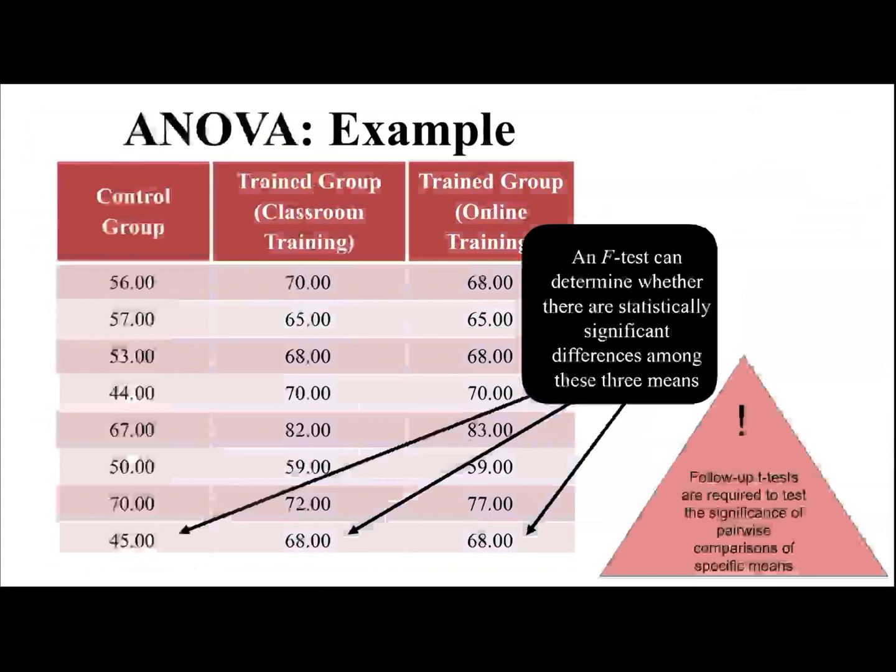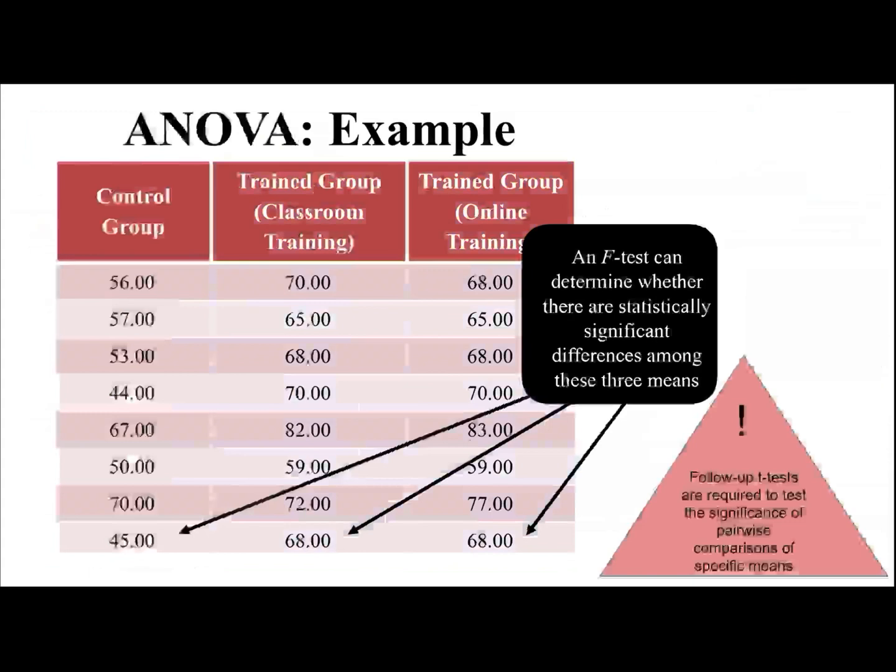Sometimes we have more than 2 means to compare, so we use what's called an ANOVA, analysis of variance. Another word for an ANOVA is an F-test. The F-test compares 3 or more means all together. It tells us if there's a significant difference amongst these means. In this example, we have a control group who received no training at all, one trained group who was trained in the classroom, and a second trained group who was trained online. We want to look at the differences between all 3 of these groups.